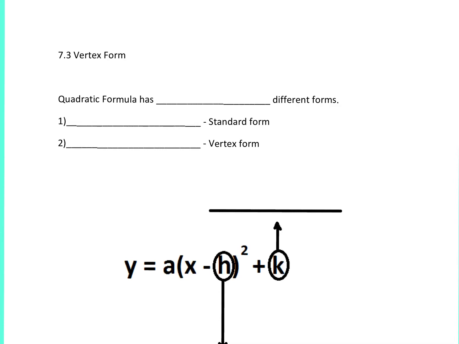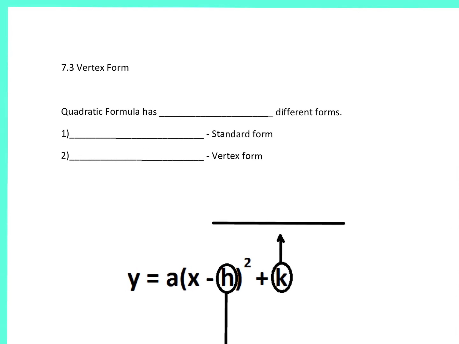7.3 vertex form. Okay, so this is another way to write quadratics, another form to use. With quadratics, we have two different forms. The first form was the one we already learned. It was standard form: y equals ax squared plus bx plus c. So the ABC thing.